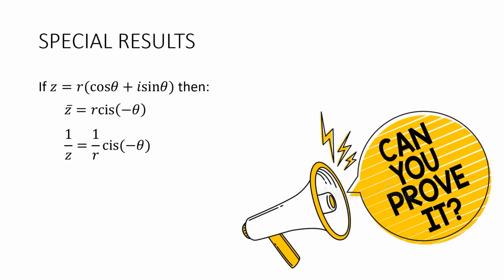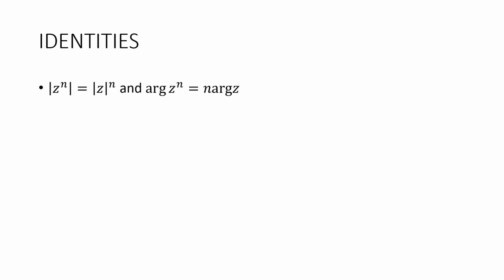Here's some special results. I'm not going to prove these, but I suggest that you have a go at proving them. If Z is equal to R and then in brackets cos theta plus i sine theta, then the conjugate of Z is R cis negative theta, and the reciprocal of Z is 1 on R cis negative theta. Here's a couple of identities that are really useful, and you should check out the proofs of all of these.